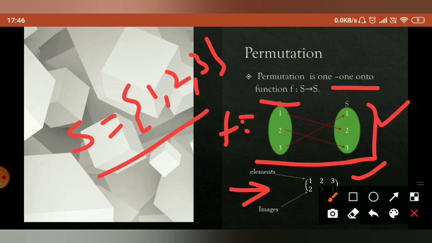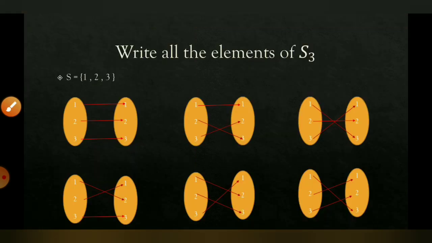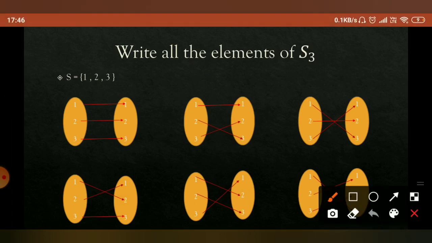If we have to find all the other permutations, what is the way? In the next slide you can see all the elements of S3. S3 means the permutations on a set of 3 elements. So this is the way of writing all the elements.